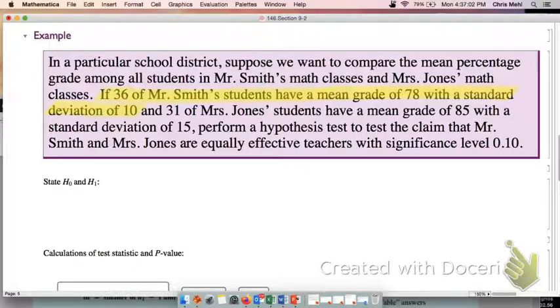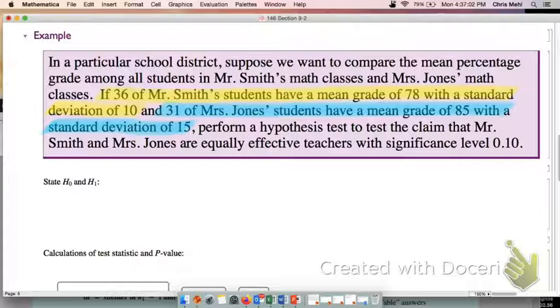And then here's my second piece of sample data. In Mrs. Jones' class, there are 31 students having a mean grade of 85 with a standard deviation of 15. So a higher mean, but also a higher standard deviation. Perform a hypothesis test to test the claim that Mr. Smith and Mrs. Jones are equally effective teachers with a significance level of 0.10.